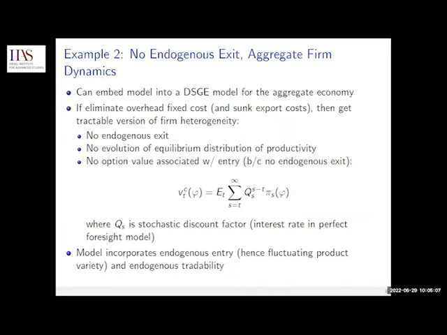So there's no change in the equilibrium distribution of productivity, right? But what you can embed is all of the macroeconomic dynamics that you have from your DSGE model. And then you can see how all of the individual firms are going to respond to that changing aggregate environment, right?